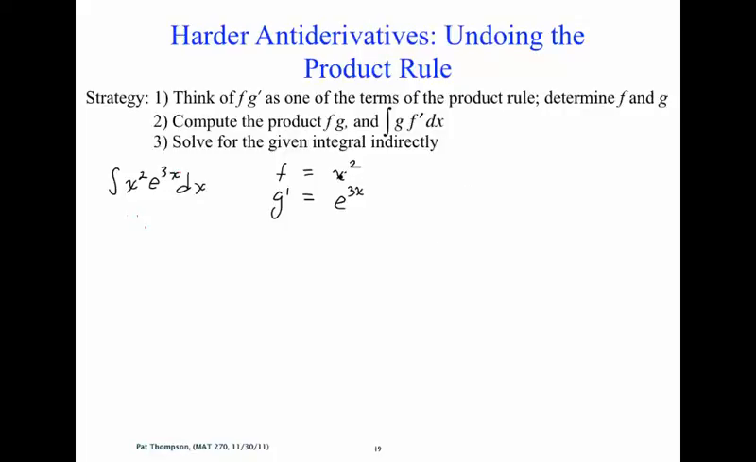Okay, so here we go. What we need is f prime to set up the new integral, and g to set up f times g. So what's f prime? 2x. What's g? All right, so now we have to do this little antiderivative in our head. Can we do it? 1/3 e to the 3x. You should all be able to do that.